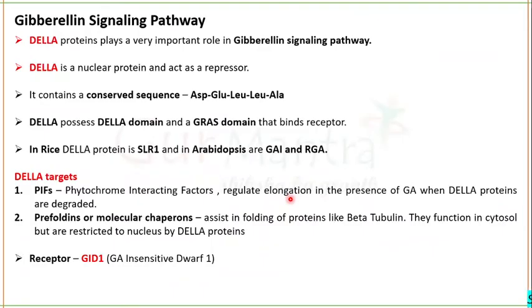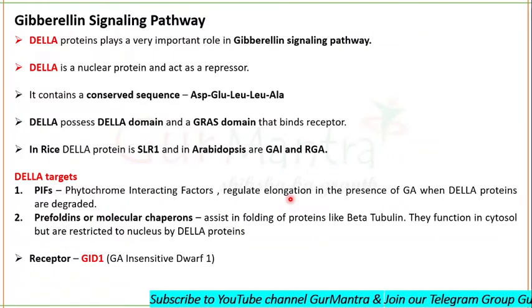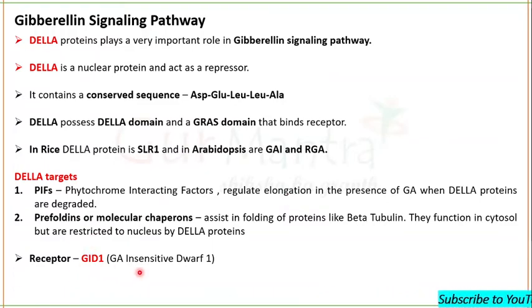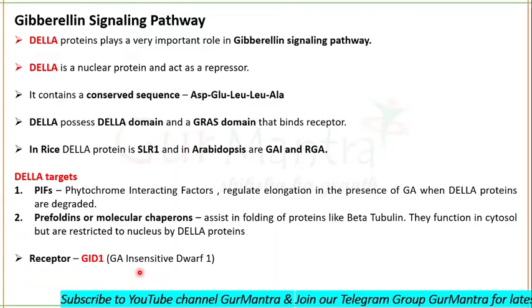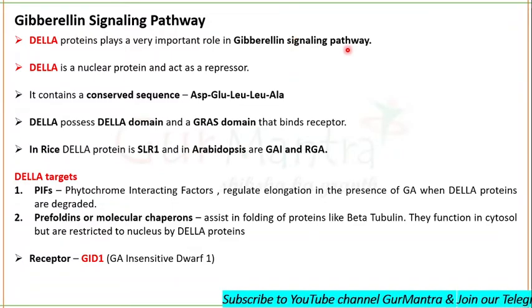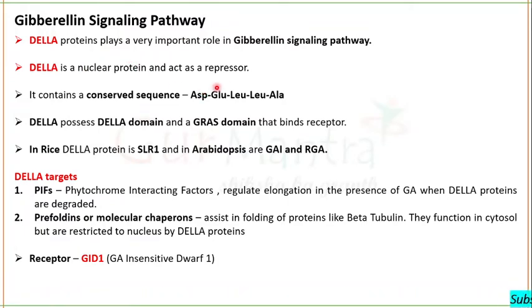Now let's talk about the gibberellin signaling pathway. In the gibberellin signaling pathway, gibberellin is the ligand. The receptor is your GID, GA insensitive dwarf 1. And the repressor is the DELLA proteins. DELLA proteins play a major role in the gibberellin signaling pathway. These proteins are actually nuclear proteins, and these proteins act as a repressor. We know that DELLA proteins are repressors.